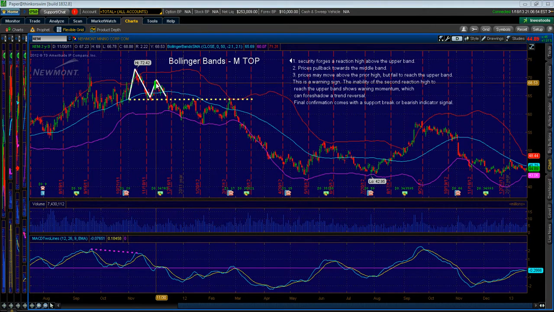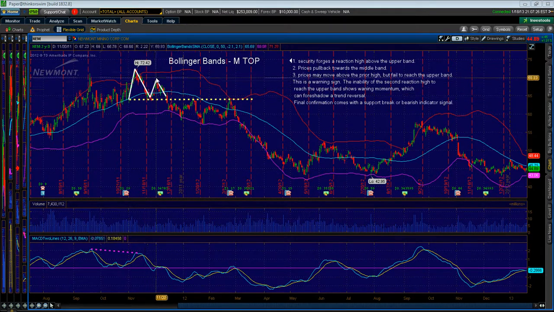For whatever reason, the bulls are getting skittish. Bears may be taking control. Either way, the enthusiasm is not there to forge a new high, and that's what we're looking for, because again, as a rule, momentum changes before price. So, prices may move above it, but this is just a warning sign. The inability of the second reaction high right here to make a higher high, again, waning momentum, and that can foreshadow a trend reversal.